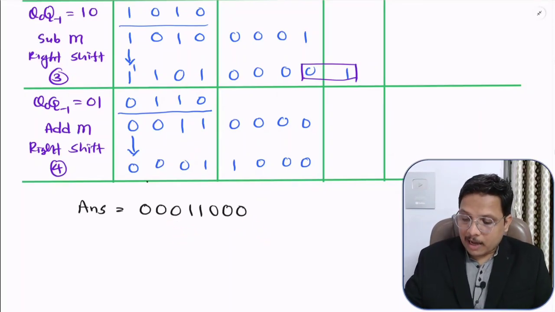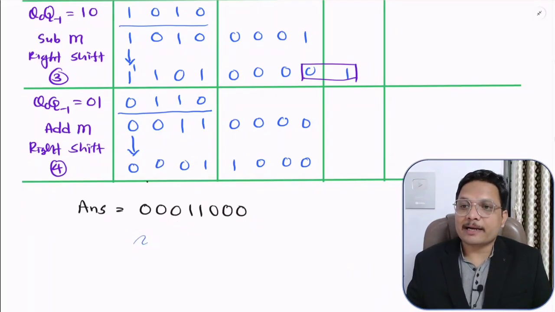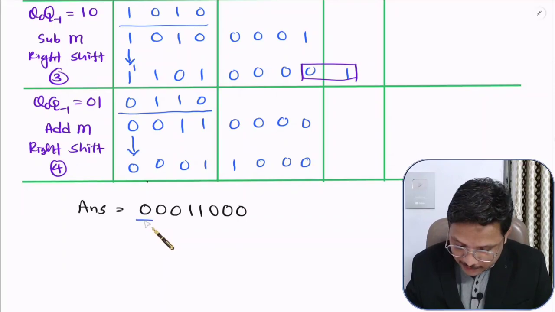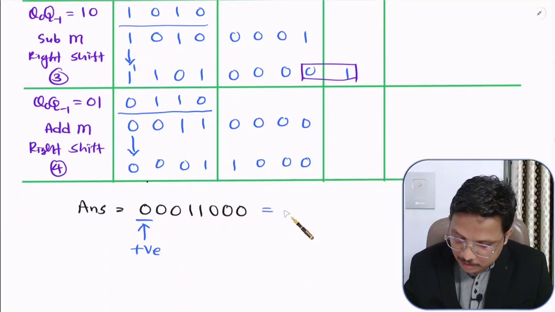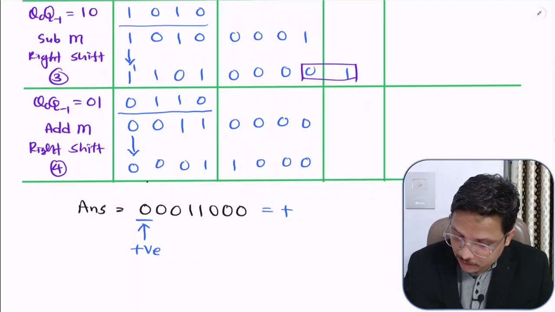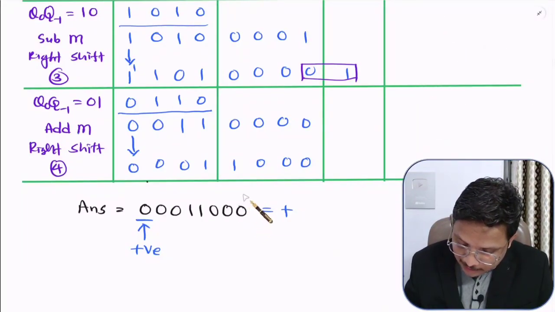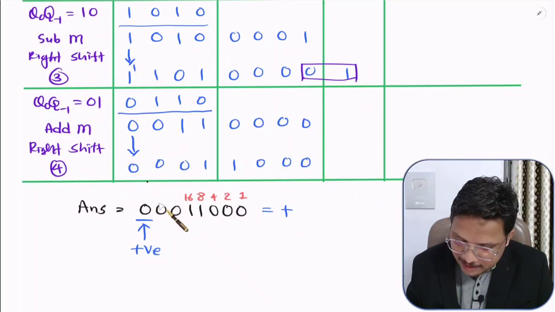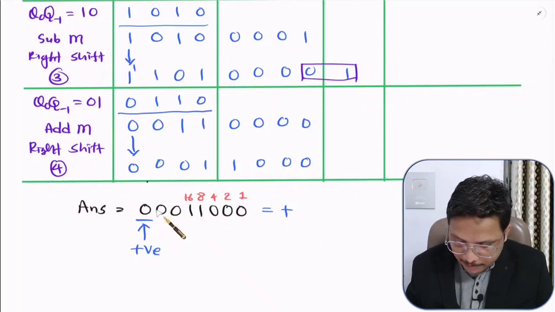Now, how do we identify whether my answer is correct or not? First of all, you have to see the first bit. That is 0, which means the sign is positive. So I need to write a positive sign over here. Now, how do we identify the value? For value identification, let me write this. See 1, then 2, then 4, then 8, then 16. And then zeros are there, so I am not looking at the other data over here.